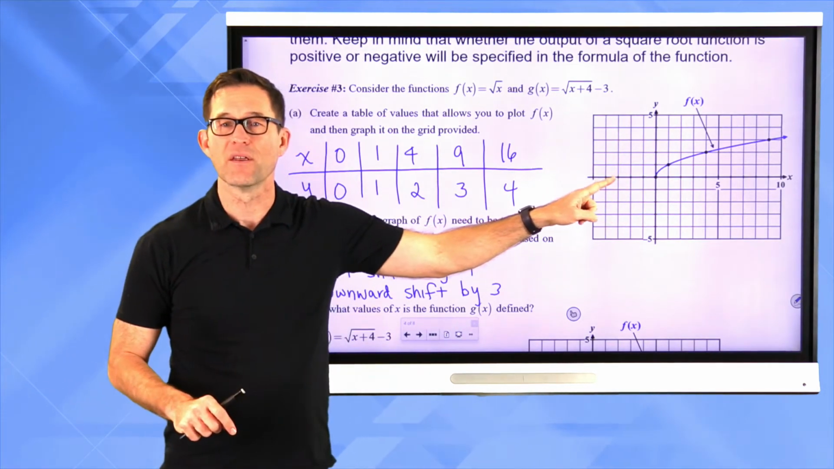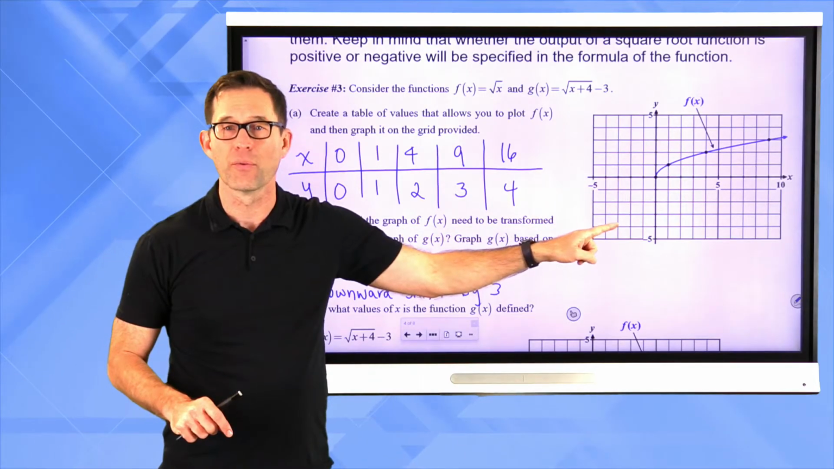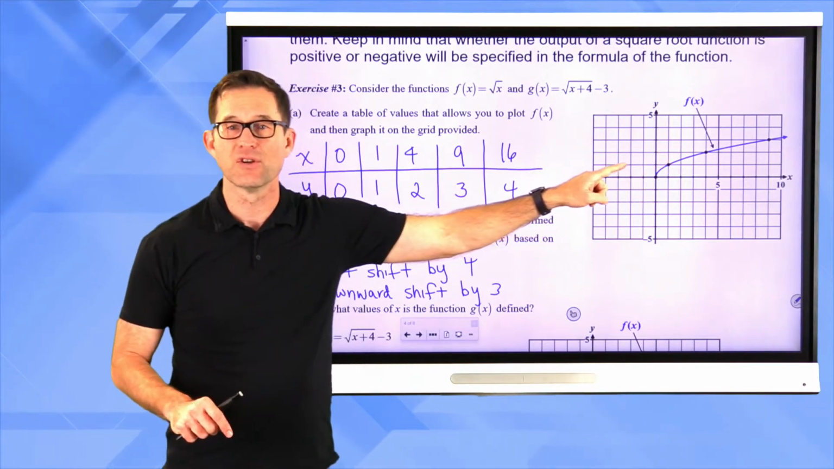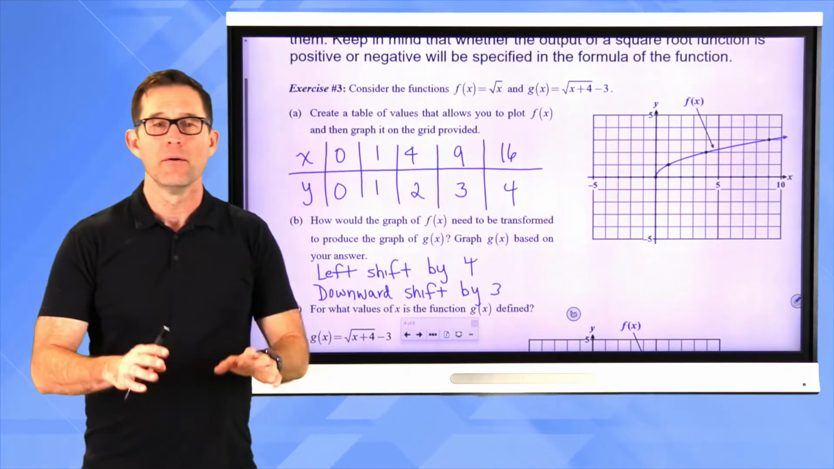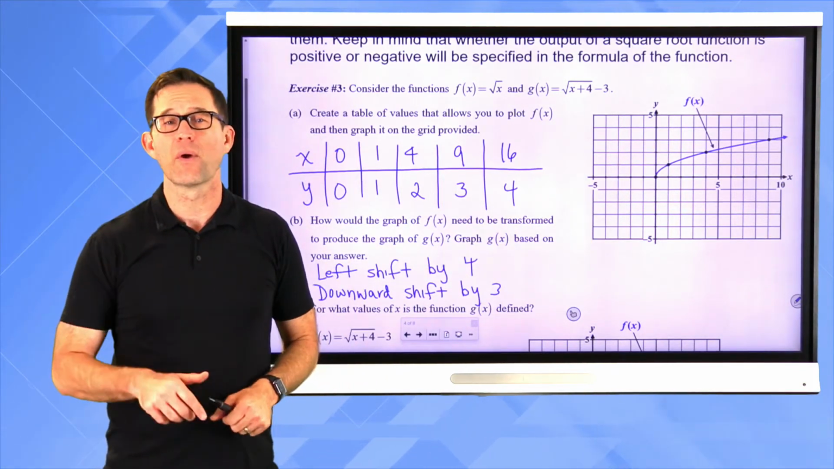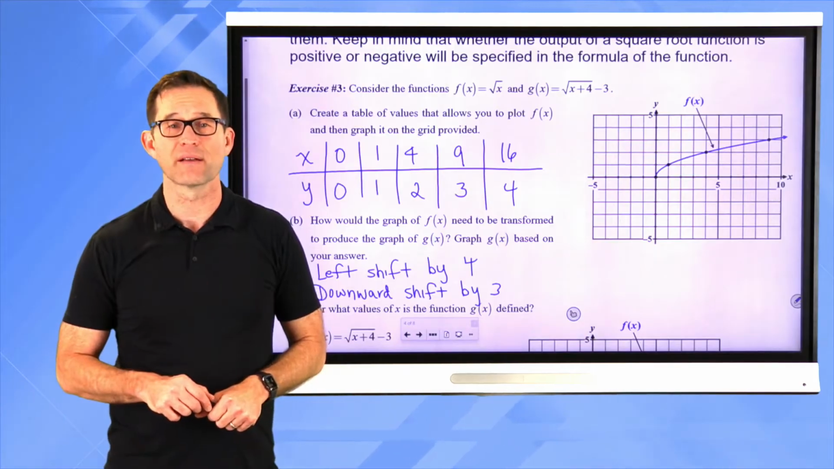And the beautiful thing now is I can literally take every point on this graph, like 0, 0, I can shift it to the left 4 and down 3. Then I could take this point and shift it to the left 4 and down 3, etc. Pause the video now and go ahead and get a good graph of g of x on the same set of axes.